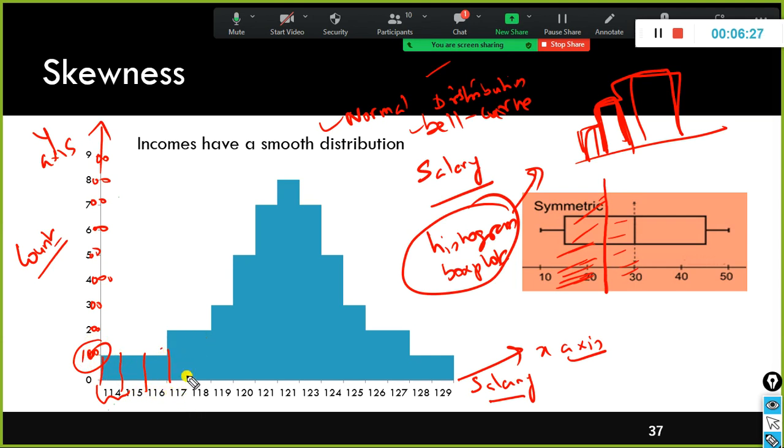If you see here, between 1,17,000 and 1,18,000, 200 employees are drawing the salary. Now if you see here, if you join these corners, it will be something like the bell curve.